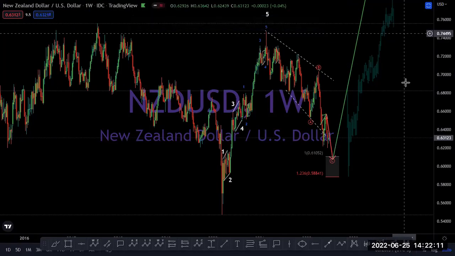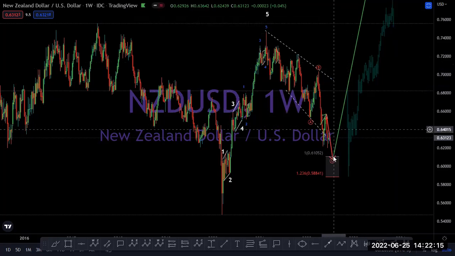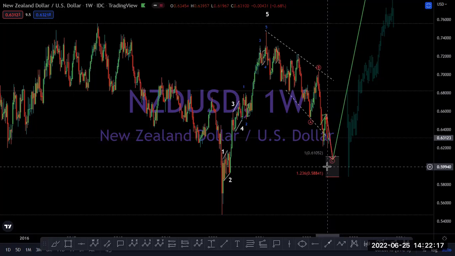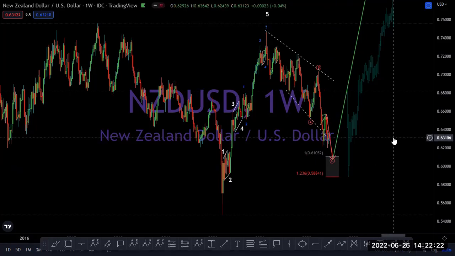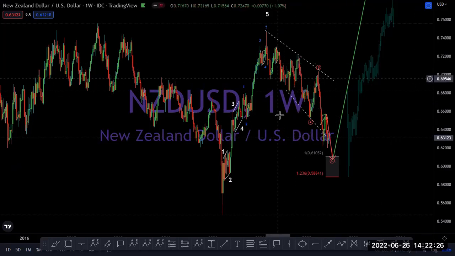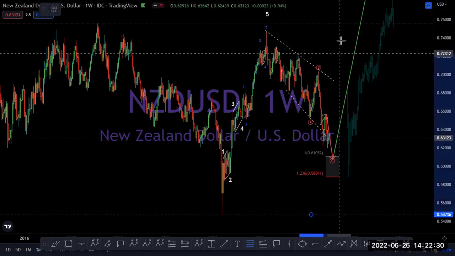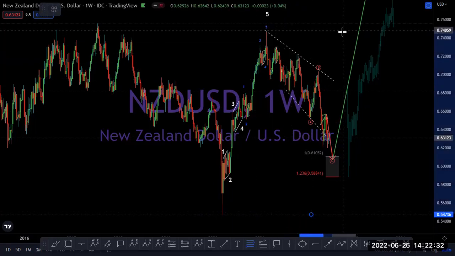New Zealand USD. What do we expect? We see another incomplete sequence, which may likely not complete. Let me even check the FIBO level we have here.